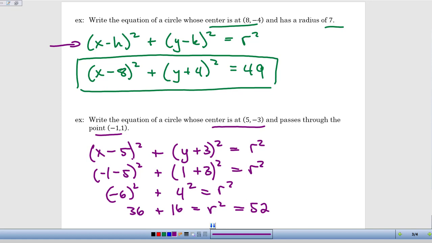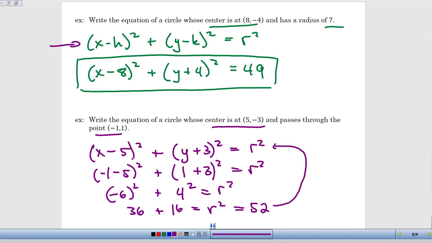Now I could go ahead and take the square root of both sides to figure out what the actual value of r is, and if I was trying to graph this, that would be a necessity. So the square root of 52, we'd be able to simplify a little bit. We know that the square root of 52 is a little bit bigger than the square root of 49, so we'd get a number a little bit bigger than 7. So for graphing purposes, that's how we'd have to approach it.